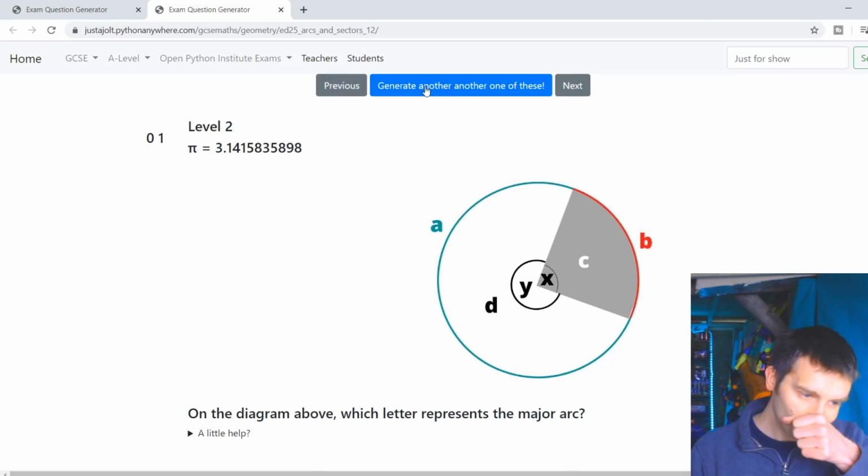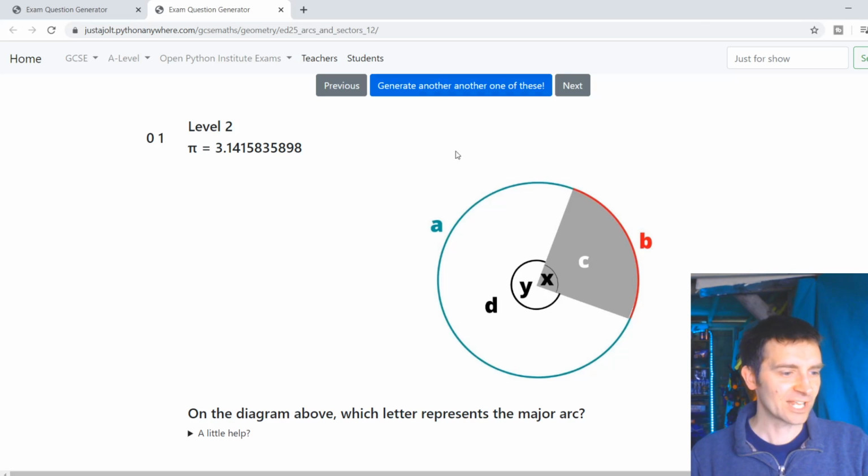Let's take one more. On the diagram above, which letter represents the major arc? Well, that's A. We've already done that. Anyway, you get the idea. You can use this to practice.